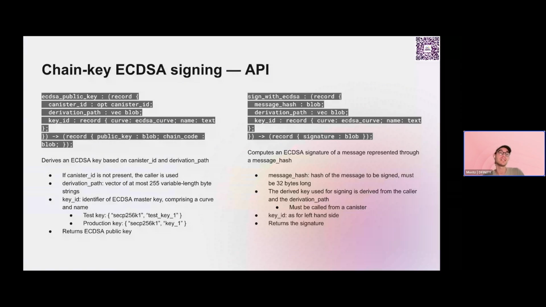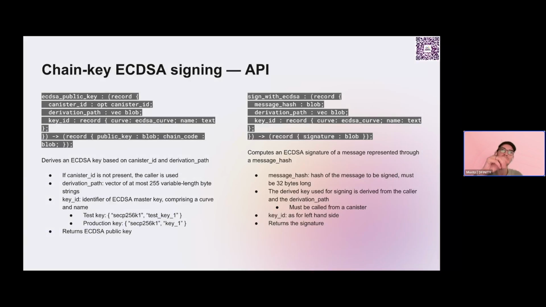And the right-hand side, as the name already suggests, allows you to create a signature, or compute a signature, on a message that is represented through a hash, basically. And here you can see that the canister ID is not an input argument, because otherwise I could just pretend to be a different canister and create signatures with that canister's private keys, and that would be bad, right? So for the public key, it doesn't really matter. It's okay to know what public keys and what Bitcoin addresses a canister has access to, but it's not okay to be able to sign on behalf of a canister.